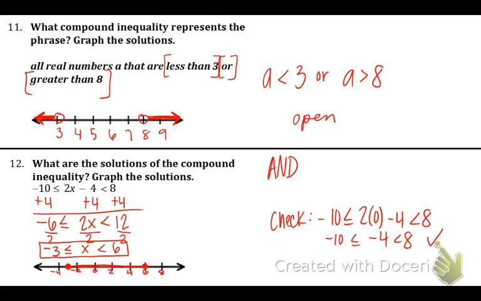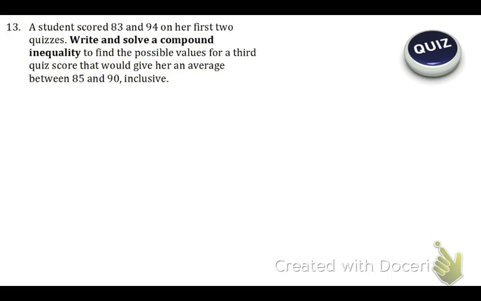Alright, number 12 is done. Okay, an application problem. A student scored 83 and 94 on her first 2 quizzes. Write and solve a compound inequality to find the possible values for a third quiz score that would give her an average between 85 and 90 inclusive.